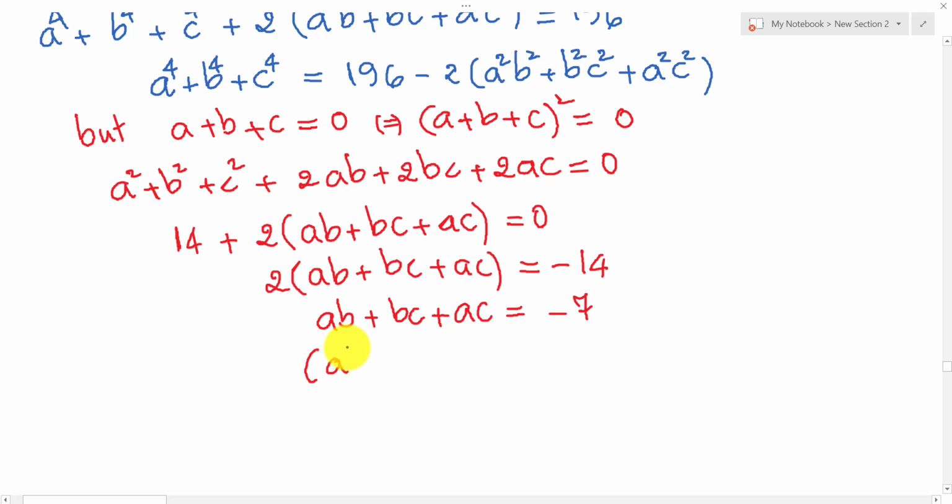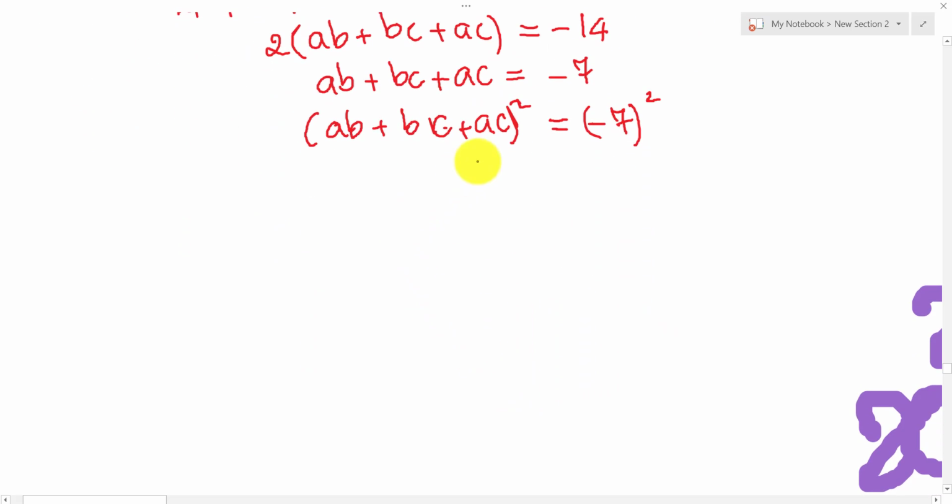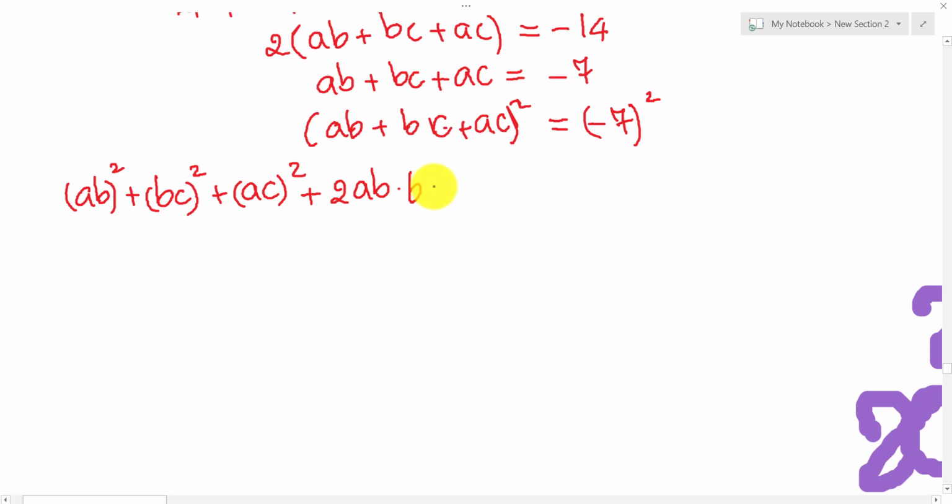And then I raise both sides of this equation to square. So we get (ab plus bc plus ac) all squared equal (minus 7) all squared. And we can use the rule: (ab) all squared plus (bc) all squared plus (ac) all squared plus 2 ab multiply bc plus 2 bc multiply ac plus 2 ab multiply ac equals 49.